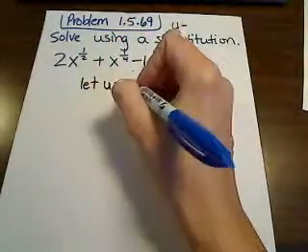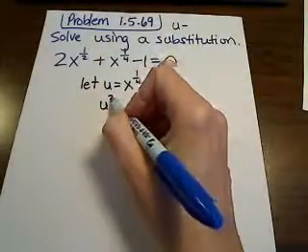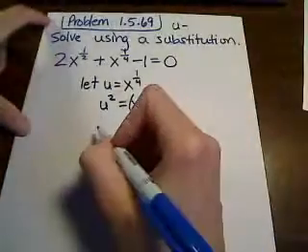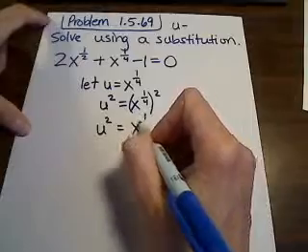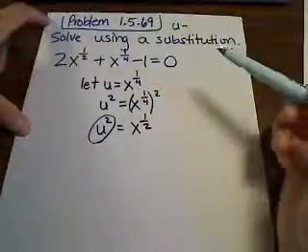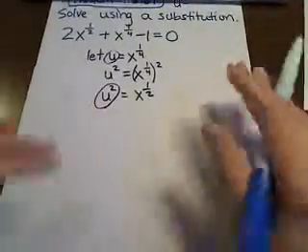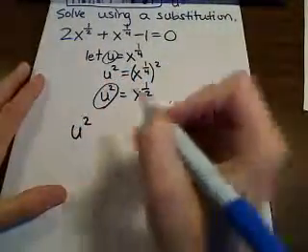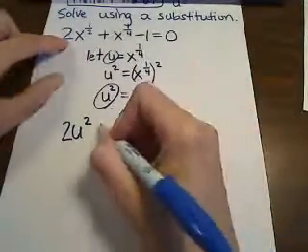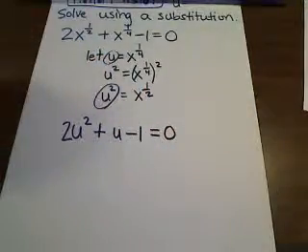I'm going to let u equal x to the 1/4 power, and then u squared would actually be x to the 1/4 squared, which would become x to the 1/2. Everywhere there's an x to the 1/2, I can plug in u squared, and everywhere there's an x to the 1/4, I can plug in u. This becomes 2u squared, because we have a coefficient of 2, plus u, minus 1 equal to 0.